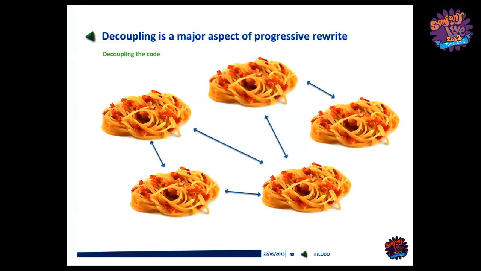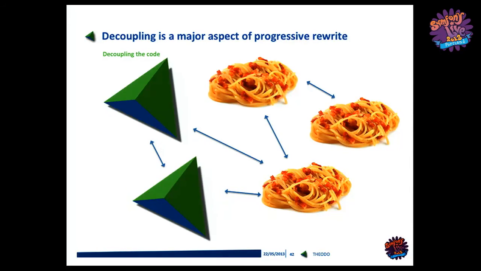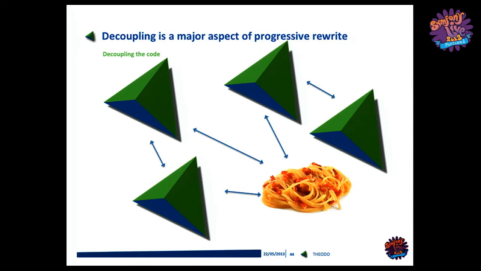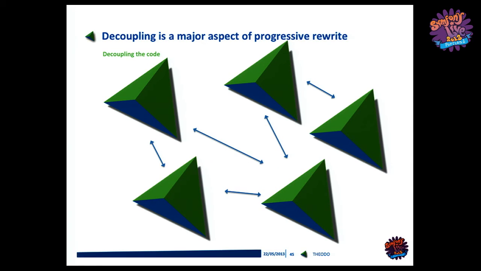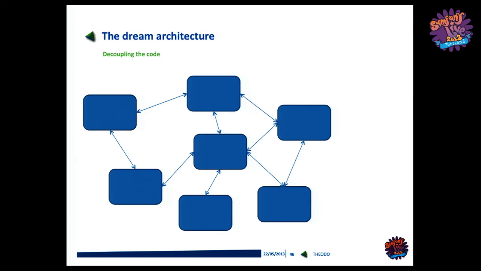So the main issue is managing to, out of this big spaghetti, make small pieces of spaghetti and rewriting them, you know, one at a time. The pyramid is the logo of Theodore, so it's the metaphor for perfect clean code, etc. So that's what the dream architecture would look like.